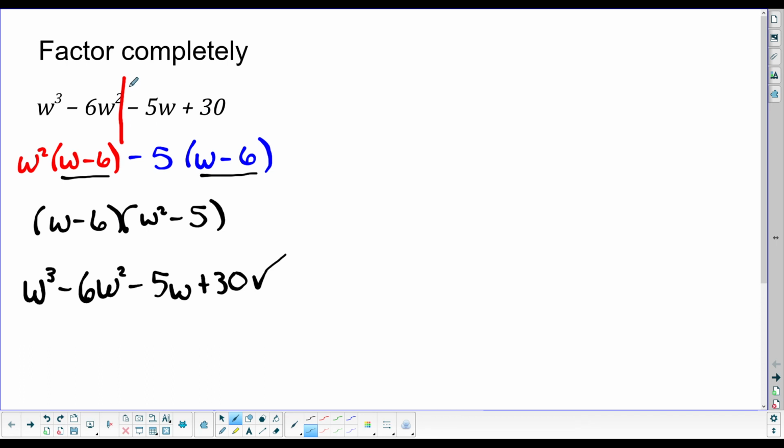What we're looking for here is, again, just to break this into two pieces and then factor each piece, factor each group. What we're hoping to find is a common factor, what they call a binomial factor. It's this W minus 6, and this W minus 6 is a factor of both of those. So we factor that out, and we're left with W squared minus 5.